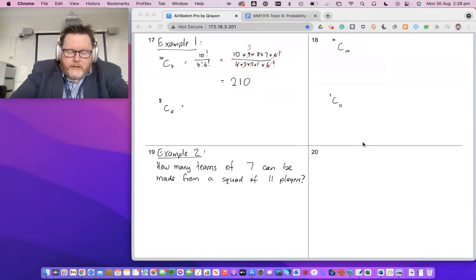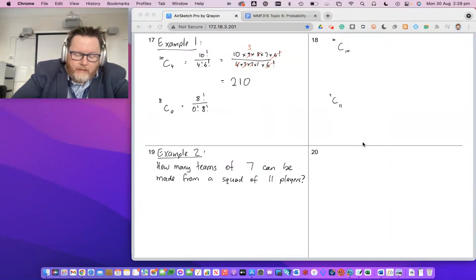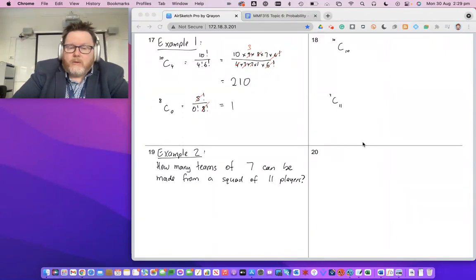Let's do 8C0. So that would be 8 factorial over R factorial, which is 0 factorial, and then 8 minus 0 factorial. So it's 8 factorial over 0 factorial over 8 factorial. And you can see that 8 factorials will cancel each other out without doing too much effort there. And remember that 0 factorial is just 1. So 8C0 is equal to 1.